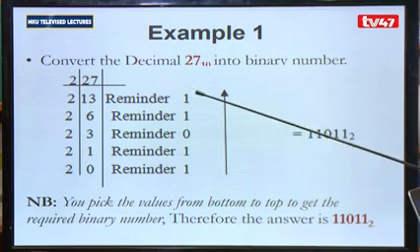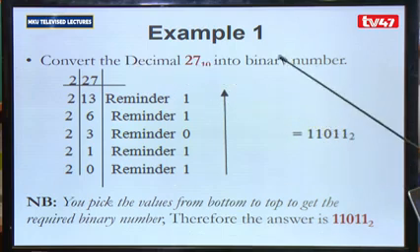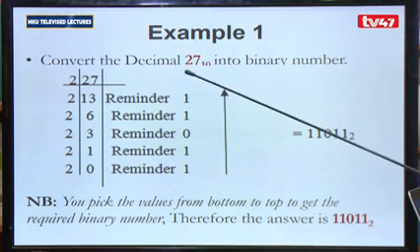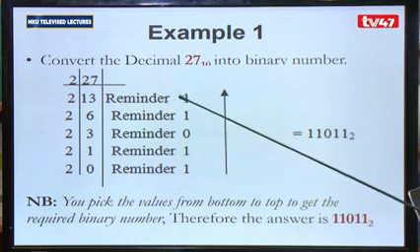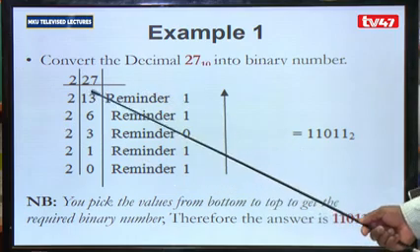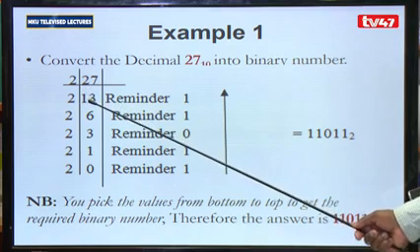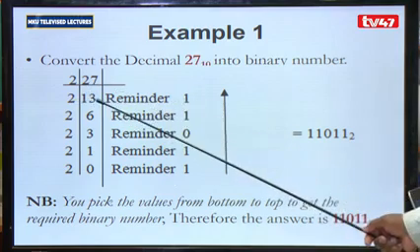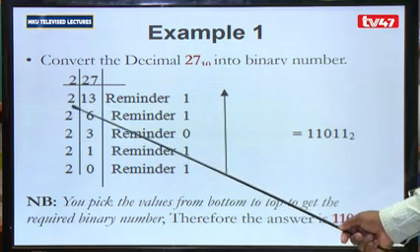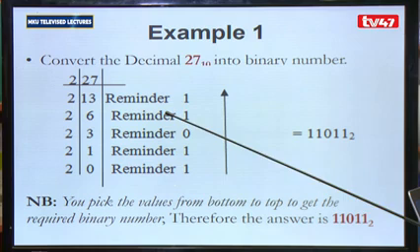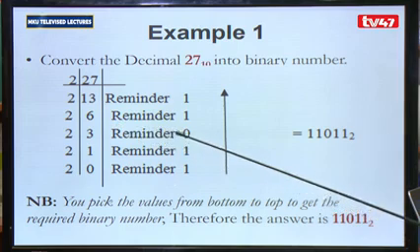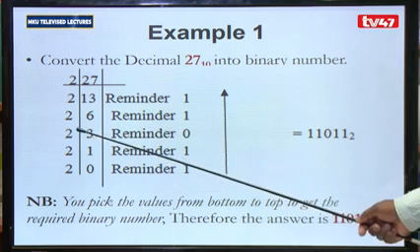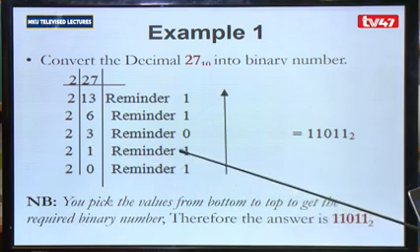In this case, for instance, we want to change the decimal number 27 to base 2, to binary. You divide by 2 throughout. 27 divided by 2, you get 13, remainder 1, because 13 times 2 is 26. Then you divide 13 by 2, you get 6, remainder 1. Again, you divide 6 by 2, you get 3, remainder 0. You continue that way, 3 divided by 2, you get 1, remainder 1.